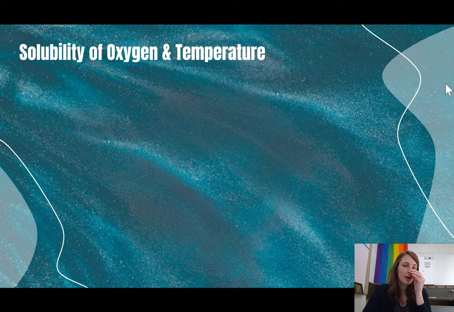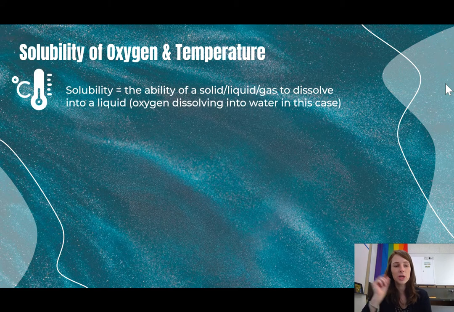So we're going to first talk about the relationship between oxygen and temperature. Now, the first term that is good to remember is what solubility is. And solubility is going to be the ability of a solid or liquid or gas to dissolve into a liquid. In this case specifically, we're going to be looking at the gas oxygen and how well it dissolves into water.